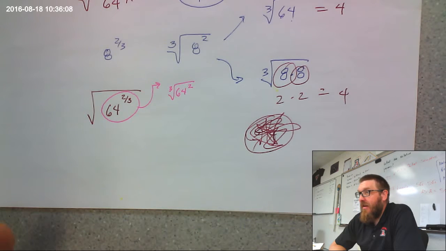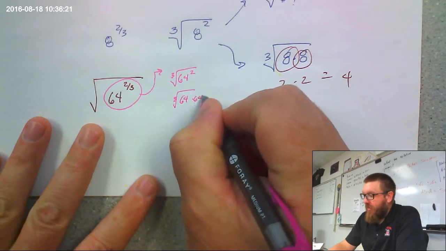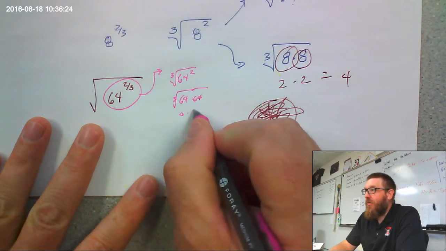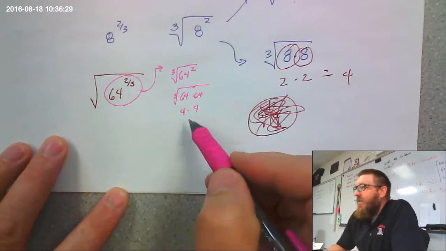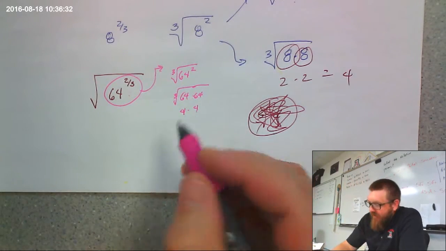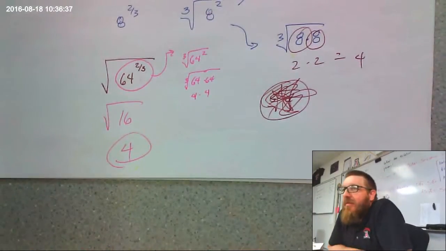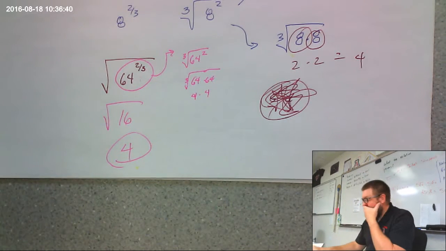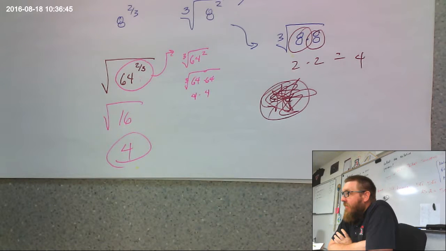Okay, as scratch work. Now, I don't want to multiply 64 times itself because that's a big number and big numbers are scary. So I would do it like this. Isn't 64 a perfect cube? It's 4 and you have 2 of them, right? So doesn't that number equal 16? Square root of 16 is 4. The answer is 4.